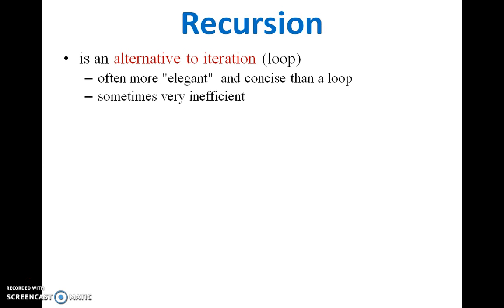Now, what is recursion? It is an alternative way to iteration or loop structure. The loop structures we have studied already in the C programming language are the for loop, while loop, and do while loop. Recursion is often more elegant and concise than a loop, but sometimes it is very inefficient for some cases. It is not always applicable or efficient for all problem solutions. For some problems only, recursion will be efficient.